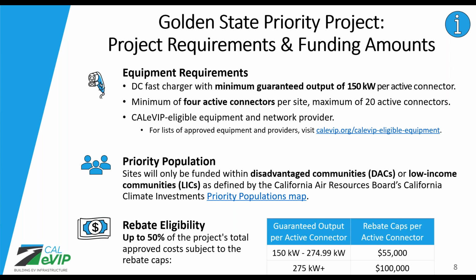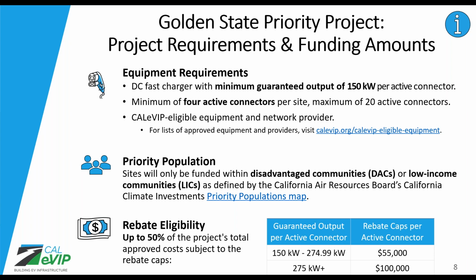Additionally, priority population sites will only be funded within disadvantaged communities or low-income communities as defined by the California Air Resources Board California Climate Investment Priority Population Map, which is hyperlinked right there. If your site is not within that disadvantaged community or low-income community, it is not eligible for this project specifically.